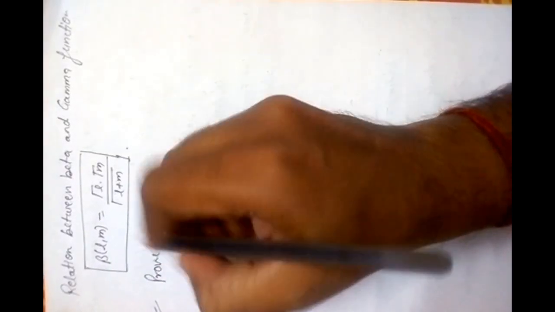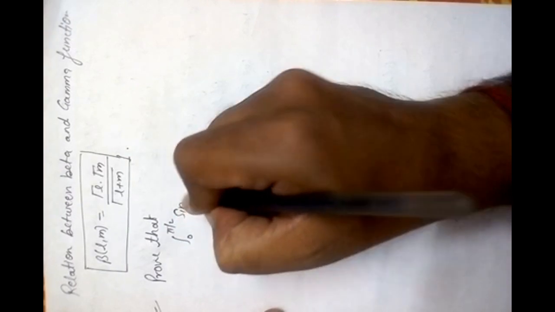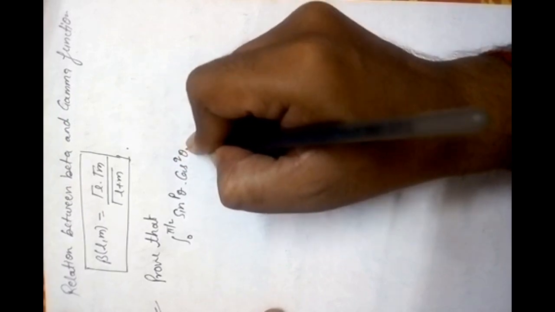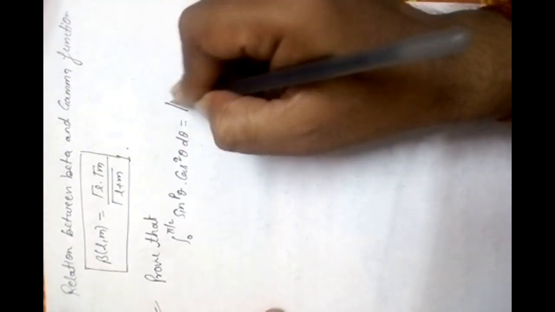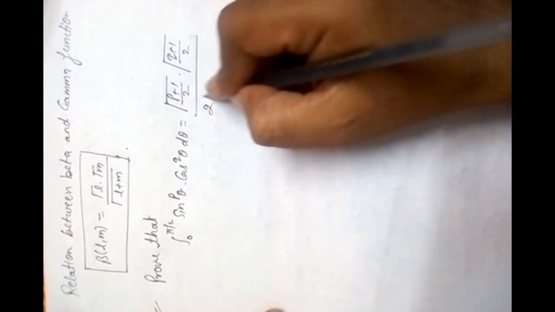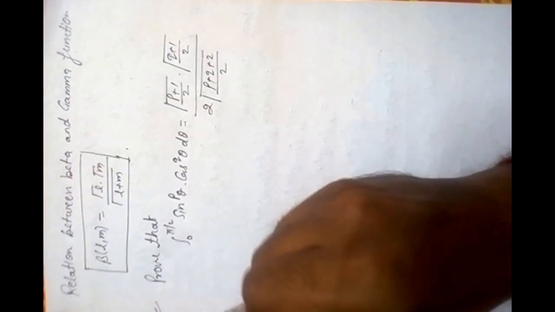The next question is, prove that the identity integral 0 to pi by 2 sin power p theta cos power q theta d theta is equal to gamma of (p plus 1) upon 2 times gamma of (q plus 1) upon 2 upon 2 times gamma of (p plus q plus 2) upon 2. Solution.